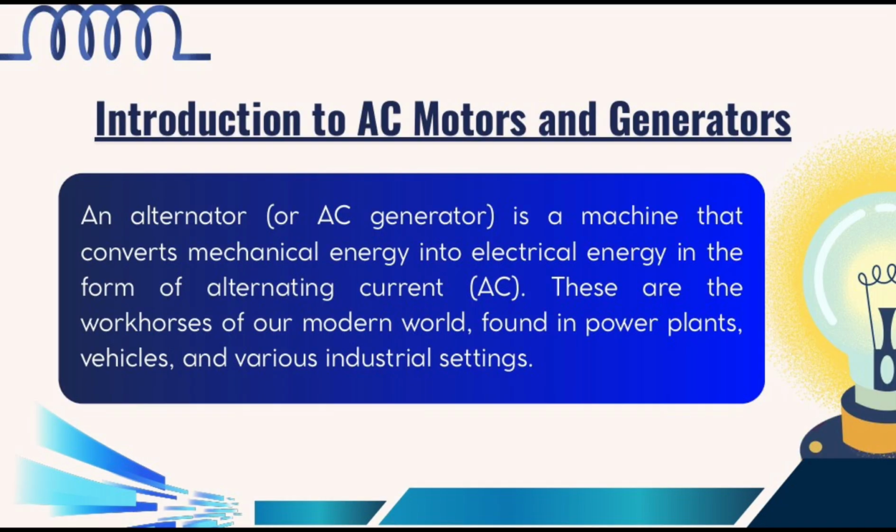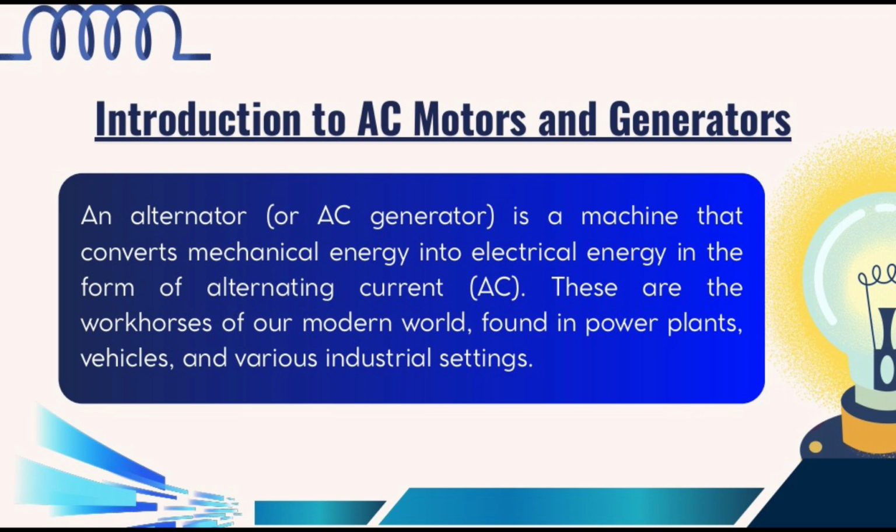First is the introduction to AC motors and generators. An alternator or AC generator is a machine that converts mechanical energy into electrical energy in the form of alternating current. These are the workhorses of our modern world, found in power plants, vehicles, and various industrial settings. AC motors and generators are important electrical machines used in everyday life and industries.